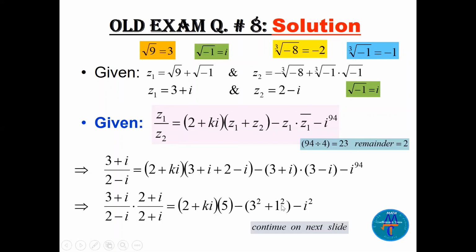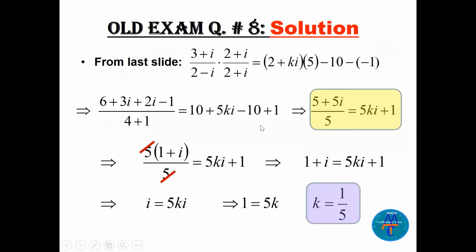This is STS. Now on the other side, this becomes 5, cancelled. See, this is 5, 6 minus 1, 5, and 5i. Take 5 as common factor, and there is a 5 here. See, that's cancelled. And now here we have 5ki plus 1. So this equation, 1 plus i is equal to 5ki plus 1. Cancel the 1, and then cancel the i. k will be 1 over 5.